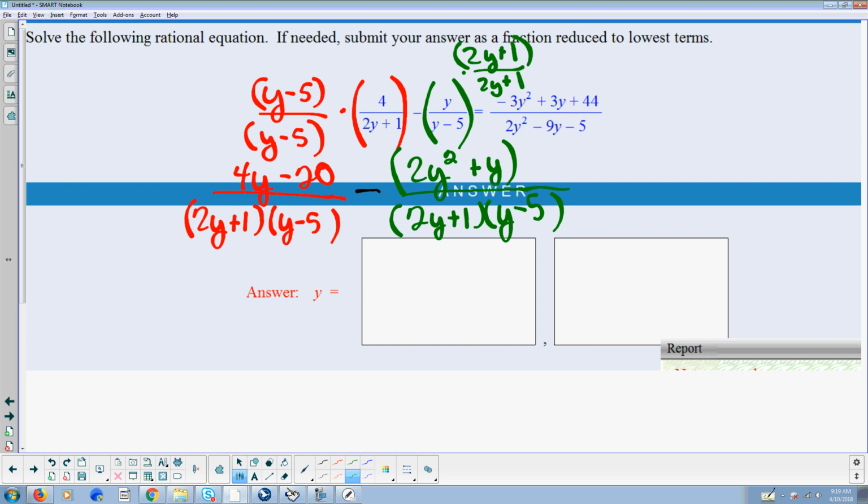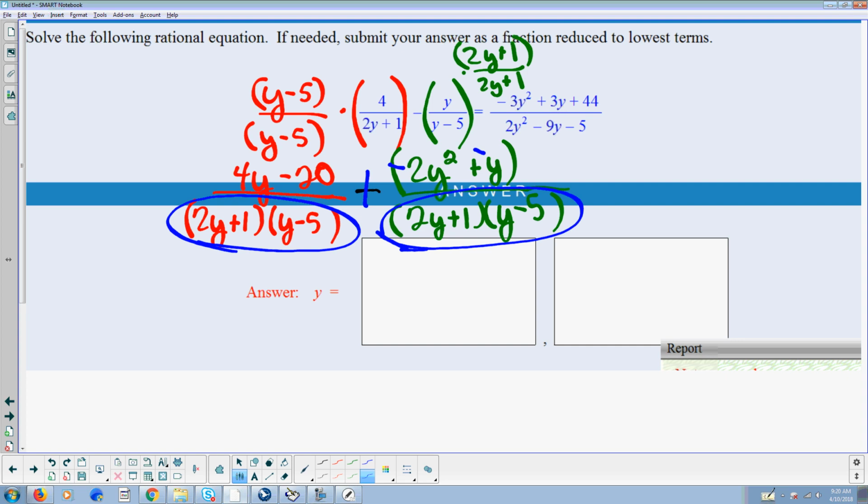Please notice here that we have a common denominator in both of these larger fractions. That means that I'm allowed to subtract the numerators. Okay, if the denominators match, I'm allowed to subtract the numerators. So subtracting the numerators, I'm going to distribute the negative in. So that becomes plus a negative 2y squared and a negative y.